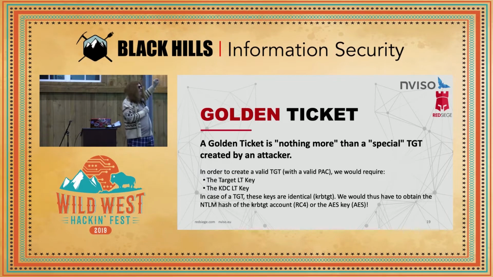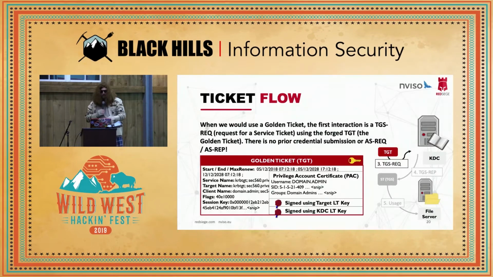If I can get that KRB TGT password hash, what I can do now is create my own ticket granting tickets, right? It's sort of like I'm now a forger of driver's licenses. I can make my own driver's license, I can have the hologram on it, and I can be anybody that I want to. So if I can get that now, I can start to rewrite and create my own ticket granting ticket.